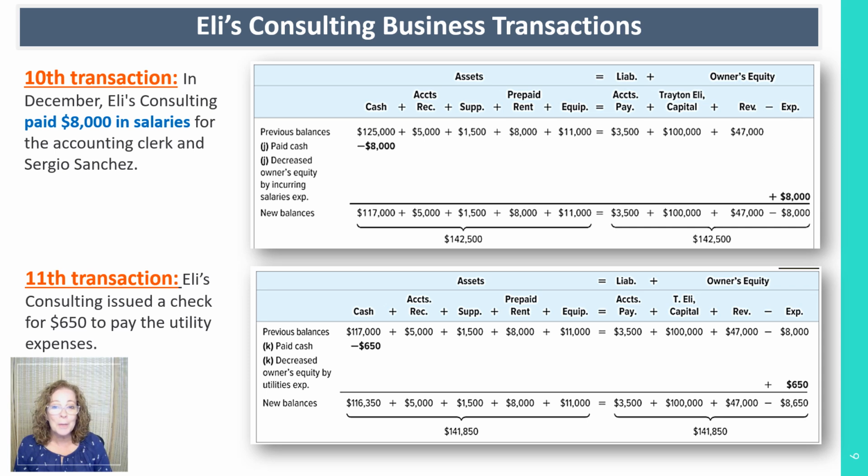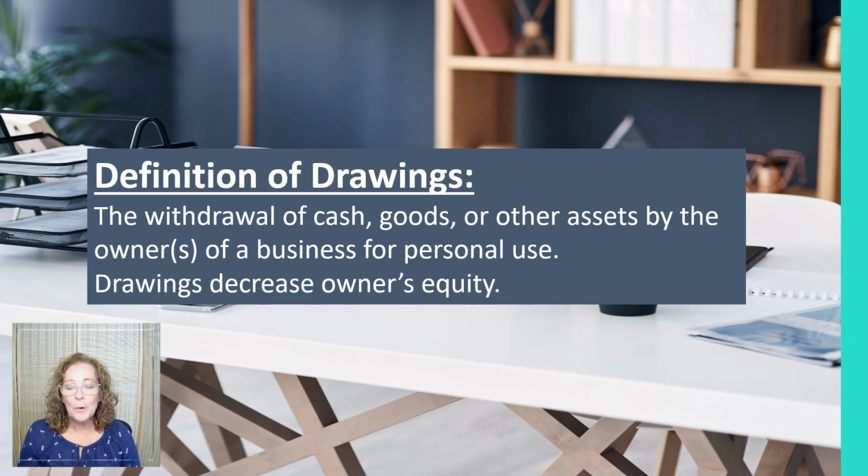We're now going to talk about another type of payment, but this one is for the owner of the business. When the owner withdraws money from the business, we call that a drawing. It is basically the reverse of an investment. The owner takes money for personal expenses or other assets of the business for personal use. Drawings reduce owner's equity.